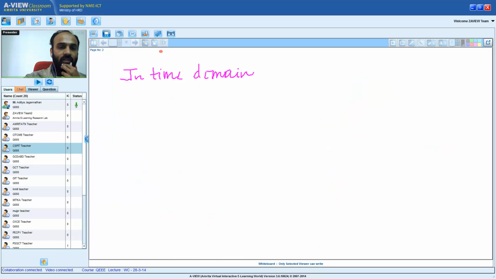And also we said if you look at it in the time domain, if the delay spread TD is greater than or equal to half the symbol time, then we have intersymbol interference.